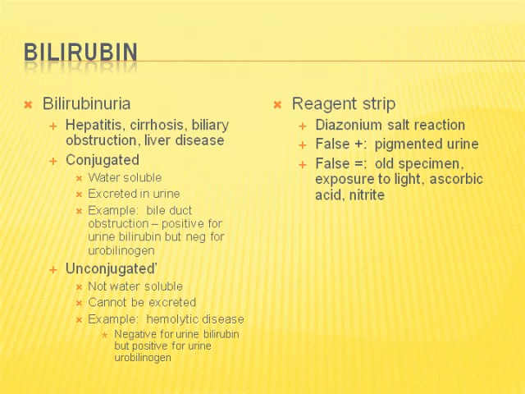The reagent strip is utilizing diazonium salt. False positives are due to highly pigmented urines. False negatives could be due to old specimen, obviously exposure to light, increased vitamin C or ascorbic acid, and nitrites.